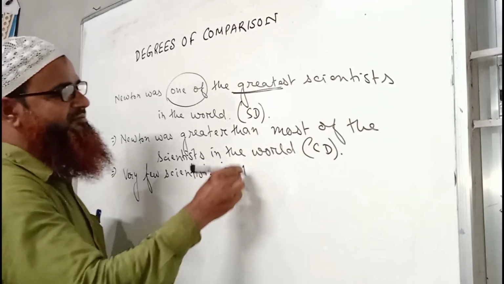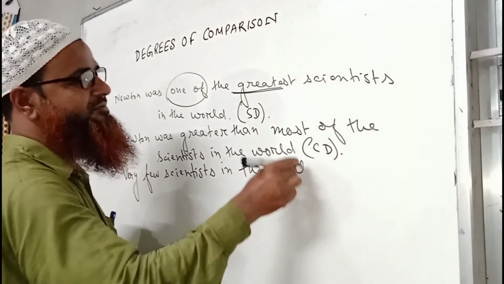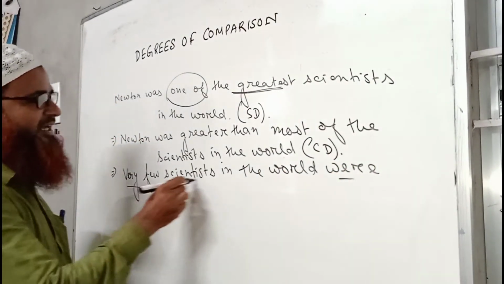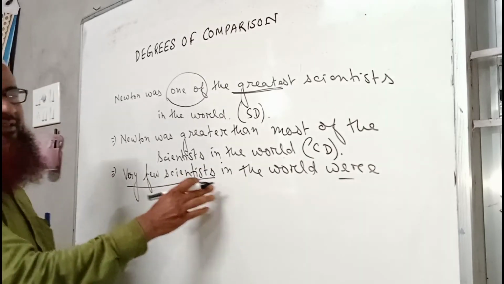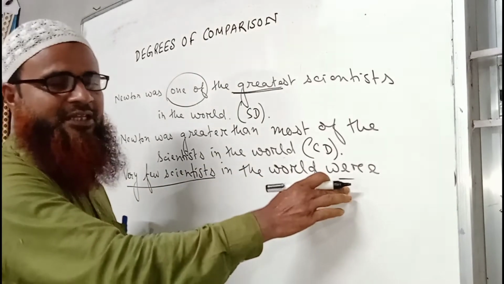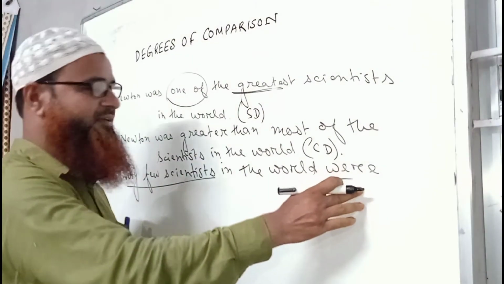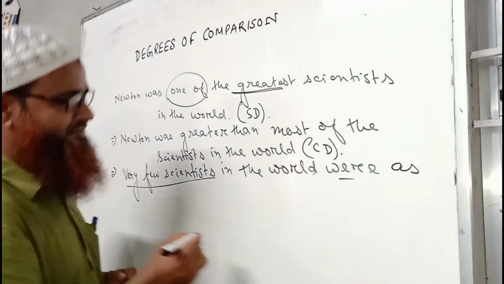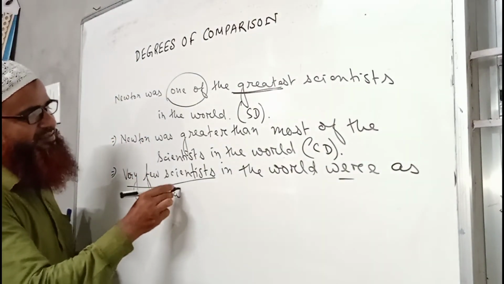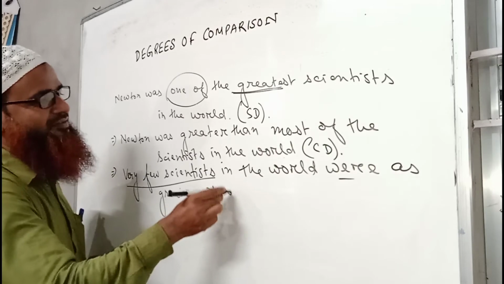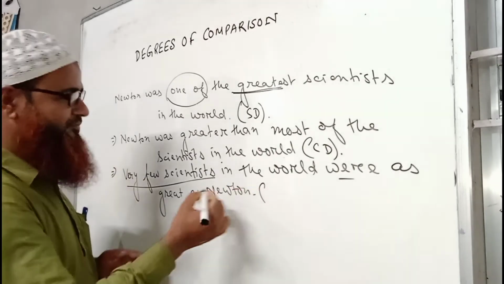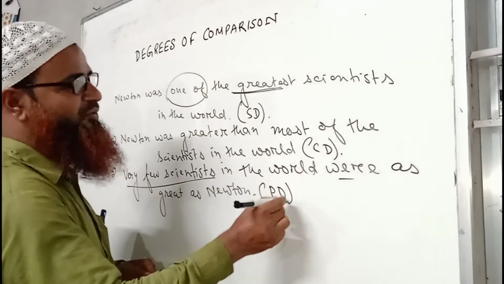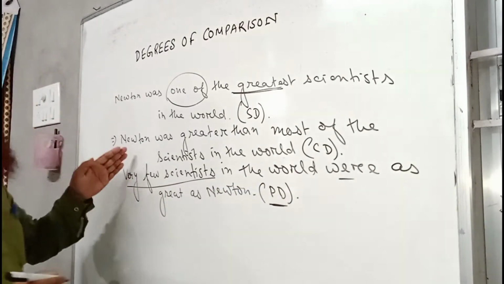in the world. As it is in the past tense and here the subject is very few scientists, plural form, that is why we have to use were, plural be verb of past tense. That is, very few scientists in the world were as great as Newton. I hope the idea or conception is very clear here. This is the positive degree of these two sentences.